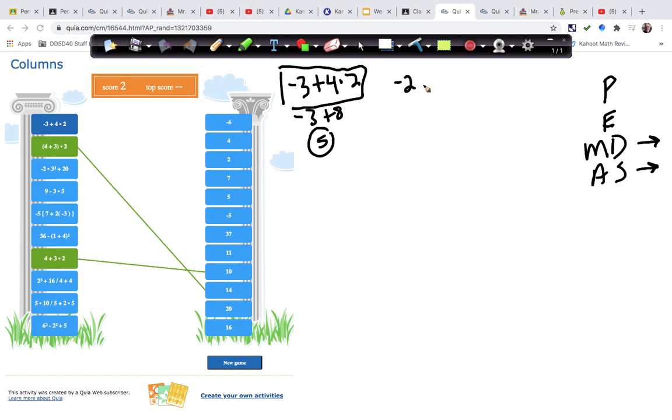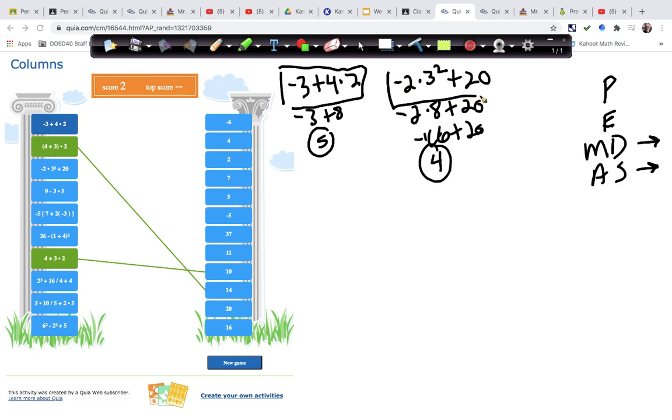And we'll do negative 2 times 3 squared plus 20. There's no parentheses, but there are exponents, so we're going to write negative 2 times 9 plus 20. Then do negative 2 times 9, which is negative 18, plus 20, and that's 2. Let's see if we can do maybe 2 more here. 9 minus 3 times 5. So I do that 3 times 5 first, so that's 9 minus 15, and 9 minus 15 is negative 6.